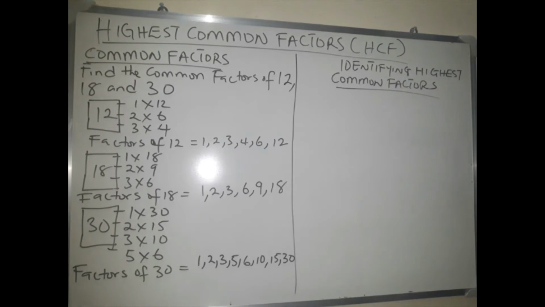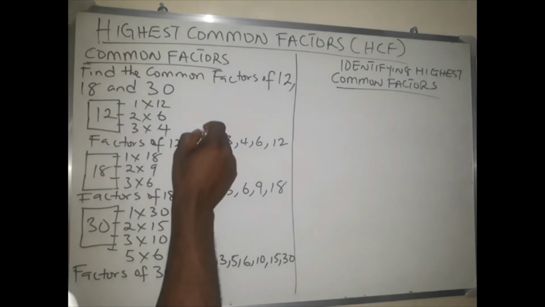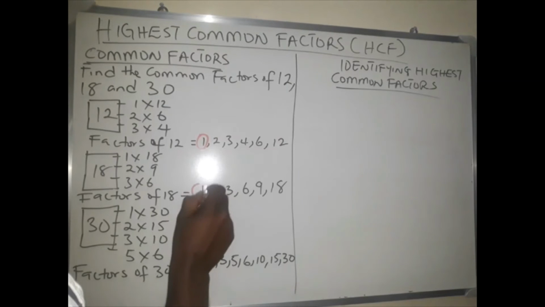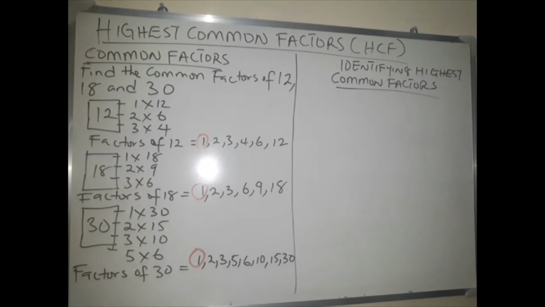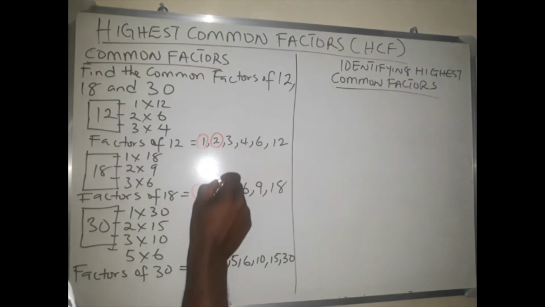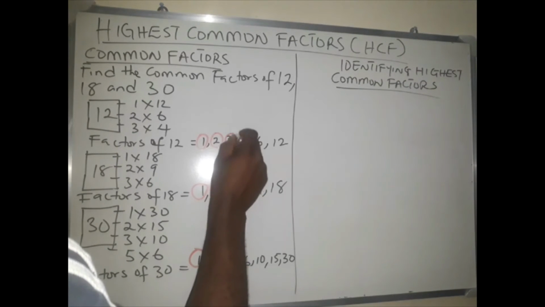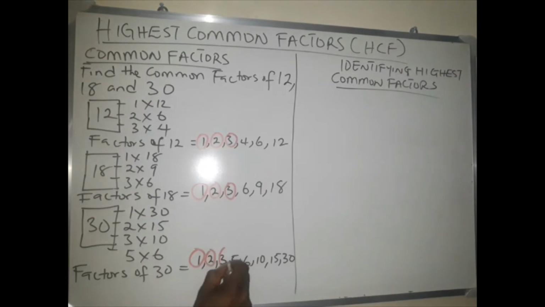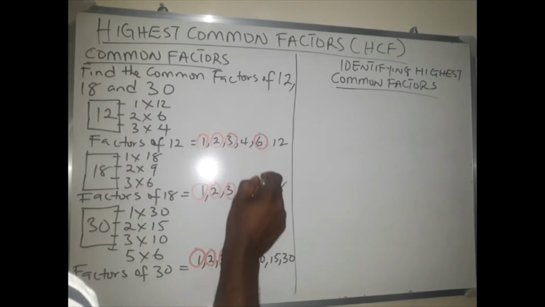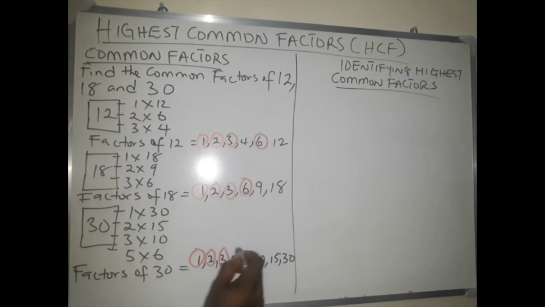So now we're going to look at the factors of these three numbers and see if we can identify similar numbers that are present in all three of them. Starting with 1. 1 is a factor of all numbers, so 1 is always present. You can also see 2, 2, 2. You can also see 3, 3, 3. And we can also see 6, 6, 6.